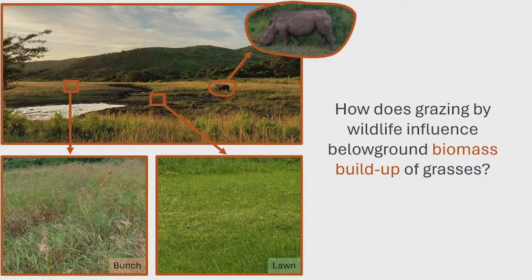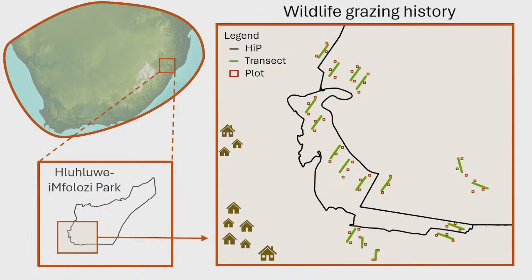So to see what this looks like, we went to Mfolozi Park, which is the oldest proclaimed national park in Africa. It was proclaimed in 1895. So it has a system that has been open to large grazers for about 127 years. And recently, in 2009, they've added sections to the park, which then opened up new areas to wild grazers.